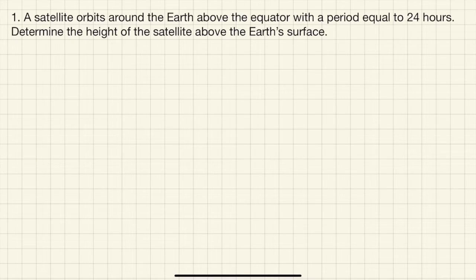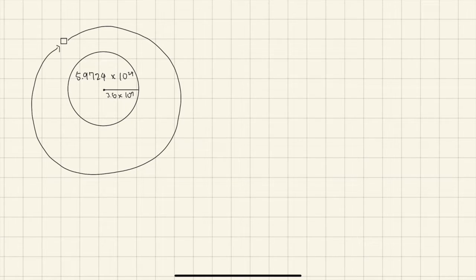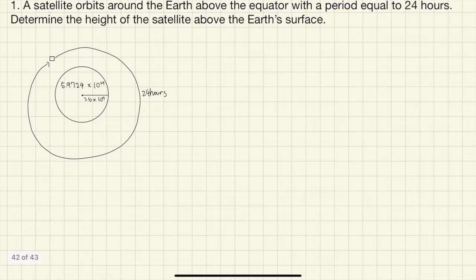Question 1. A satellite orbits around the Earth above the equator with a period equal to 24 hours. Determine the height of the satellite above the Earth's surface. First, let's draw a simple diagram that shows a satellite orbiting a planet. Here, the force acting on the satellite is the force due to gravity and no other forces, assuming no friction. Now, if the satellite is able to induce enough velocity v perpendicular to the force in order to sufficiently orbit at that specific height, the satellite can orbit around the planet.